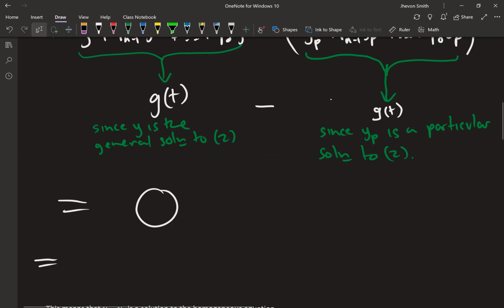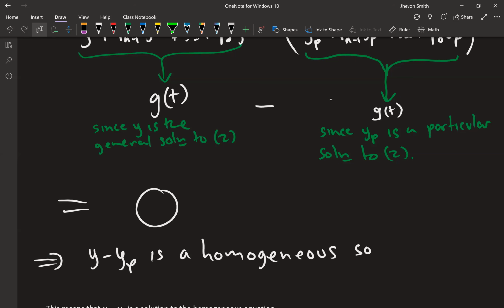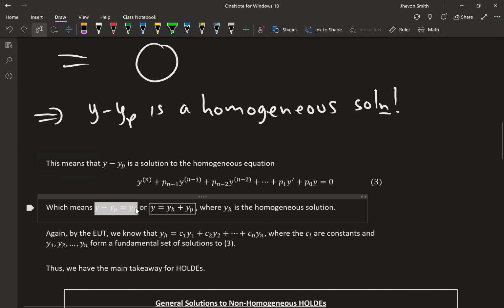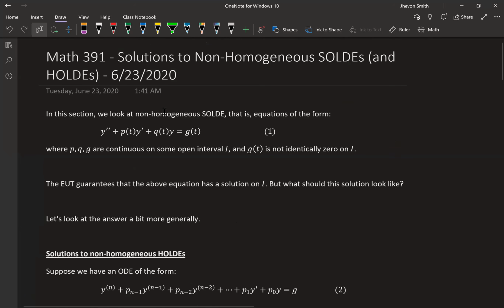In other words, y minus yp is a homogeneous solution. It is the solution that gives you a 0 on the right side. Right? So y minus yp is a solution to the homogeneous equation. This is when you have a 0 on the right side, which means y minus yp is equal to y sub h, which I introduced earlier as the notation. Or in other words, y is equal to y sub h plus y sub p. In other words, here's how things are going to look if I don't have a homogeneous differential equation.